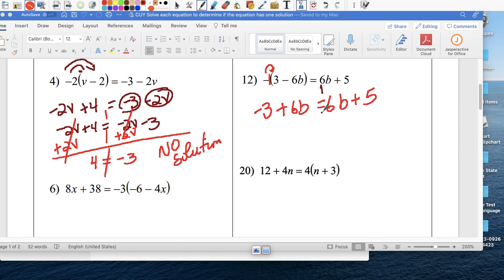So just to continue this a little further, we get rid of the variables. We do minus 6b and minus 6b. This goes away. I'm left with negative 3. This goes away. I'm left with positive 5. And obviously, that's not a true statement, which makes this a no solution equation.